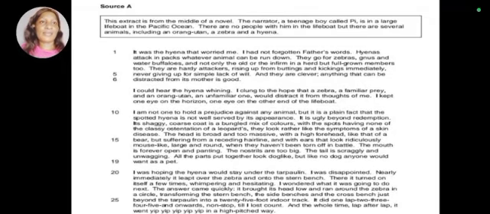All right, now let's read from here. I call this the hyena story. It is gotten from the middle of a novel, and the narrator is a teenager.